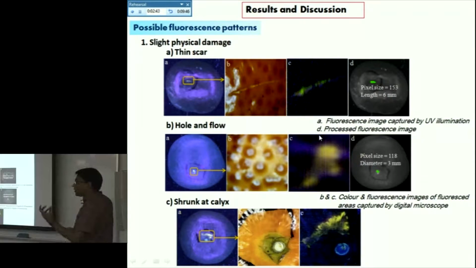Sometimes squeezing or shrinking near the calyx may display fluorescence. And if you see the color image, we cannot see any sign of disruption or damage to the peel. However, under UV illumination, we can see a strong fluorescence. But it is very difficult to find the proper reason for this type of damage. But we think, according to the experience of packing house members and growers, this may be caused by gravity force or more pulling force during harvesting. You know, in Japan, most of the fruits are harvested manually.